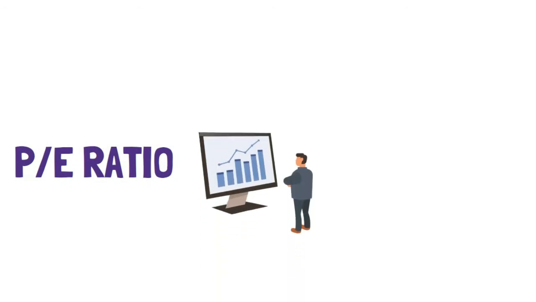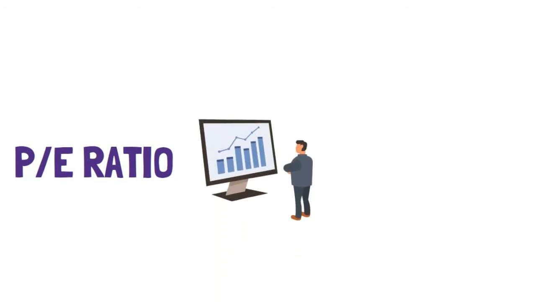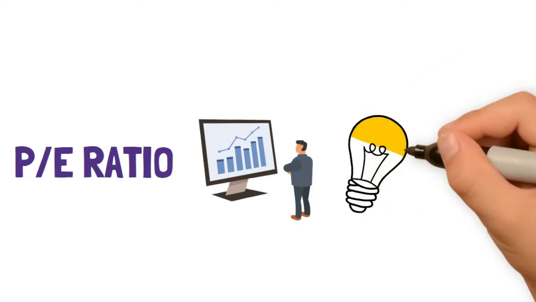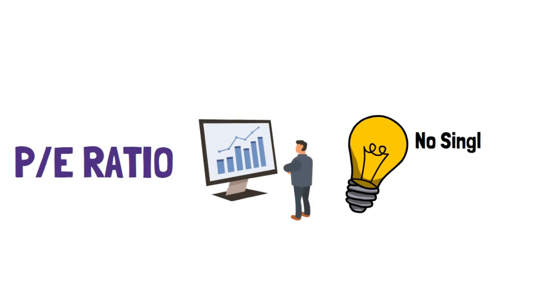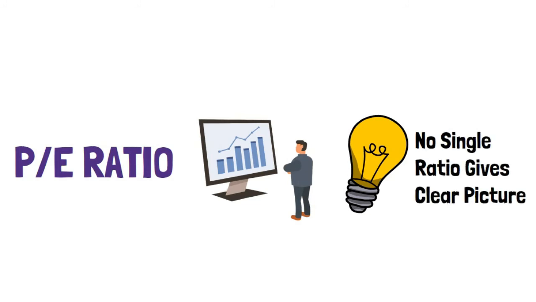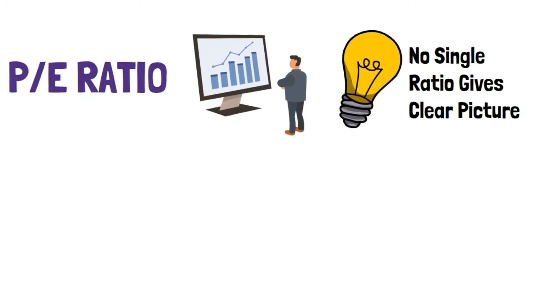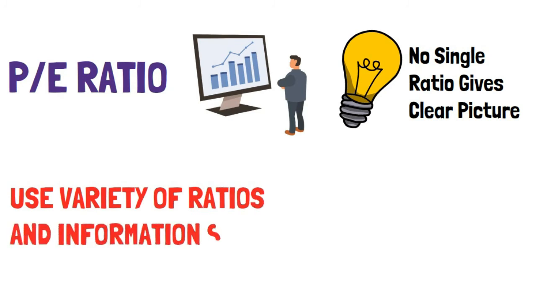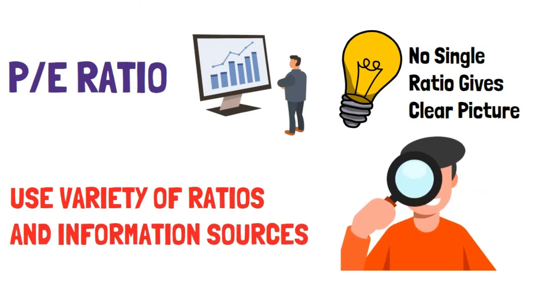Overall, the PE ratio is an easy to calculate and useful metric to use when assessing a stock for investment purposes. But it should always be borne in mind that no single ratio or measure will ever give you a complete picture, and therefore you should use a variety of ratios and information sources to arrive at a clearer picture of a stock's value and its risk profile.